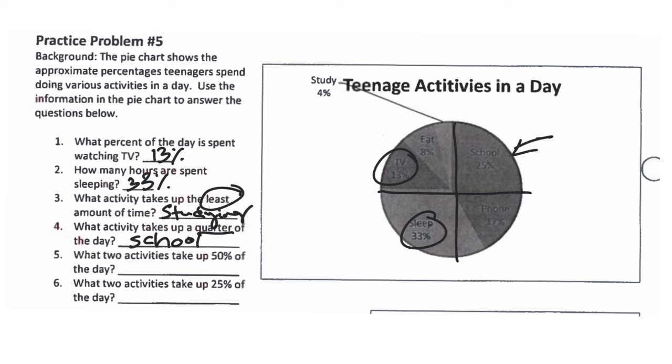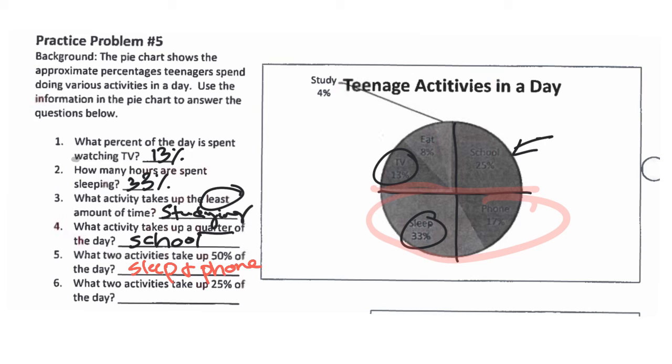What 2 activities take up 50% of the day? So that means if you added these 2 together, it would take up 50% of the day. Well, you can see kind of where I drew my line. If you draw a line here, you can see the phone and sleep take up about 50% of the day. So sleep and phone. That's probably even more now. Since this is old, I am sure that is totally not correct anymore.